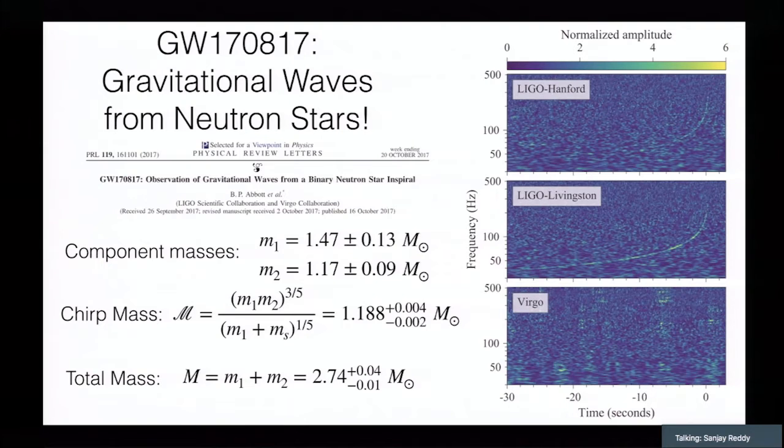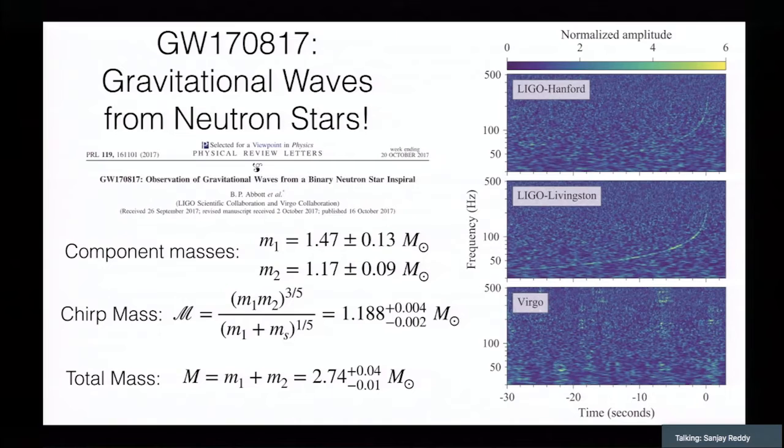So the LIGO collaboration was able to extract the individual masses of the two neutron stars involved in the first merger. You can see that the error in the masses is moderate, but there are other quantities, for example the chirp mass, which is given in the second line there, which is proportional to (m1 m2) to the 3/2 power, divided by (m1 + m2) to the 1/5 power. You can see that that combination of masses is extracted very accurately from the data.